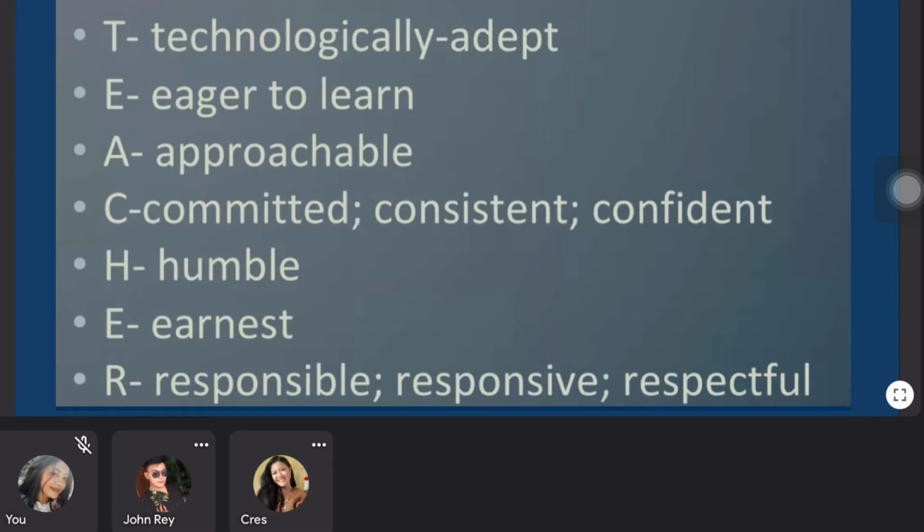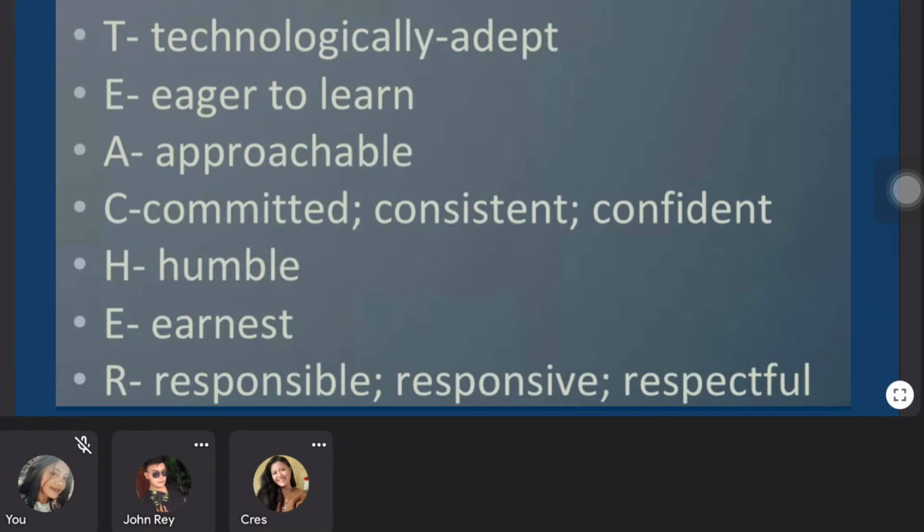Next, we have letter A, approachable. This is very crucial because our students in the future will be intimidated if we are not approachable. So approachable, not only outside the class but also inside, so that students will not be intimidated in asking questions. They will not be ashamed in asking questions.